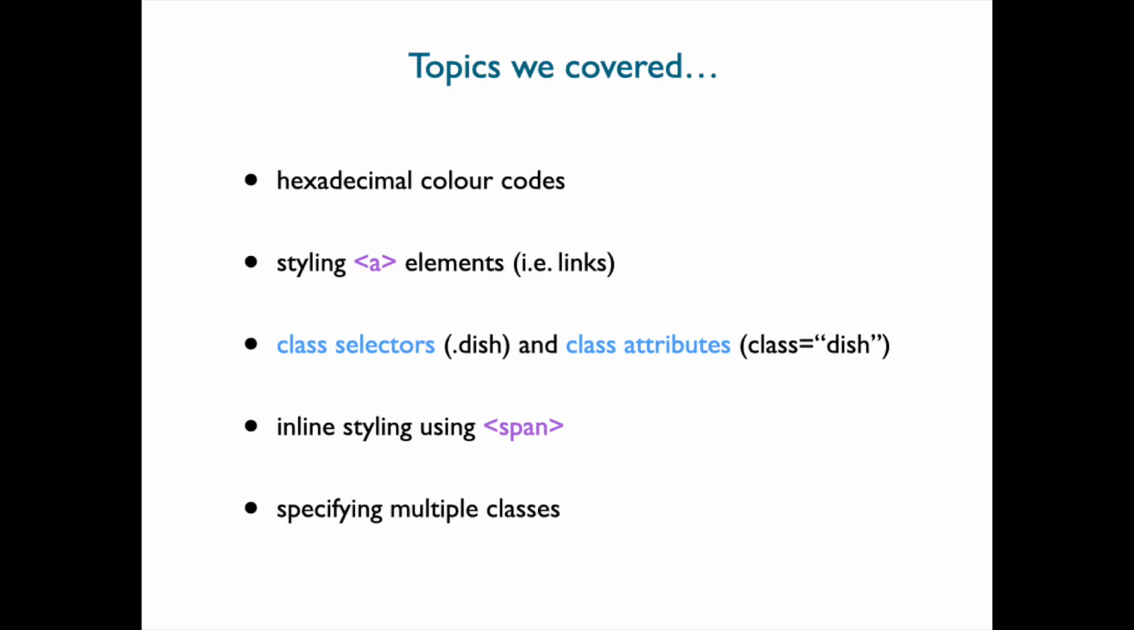So with that, you should be able to search for and apply hexadecimal color codes. You should be able to style links, use class selectors in your CSS rules like .dish, specify class attributes in your HTML tags, do some inline styling using span, and finally you should be able to specify multiple classes.